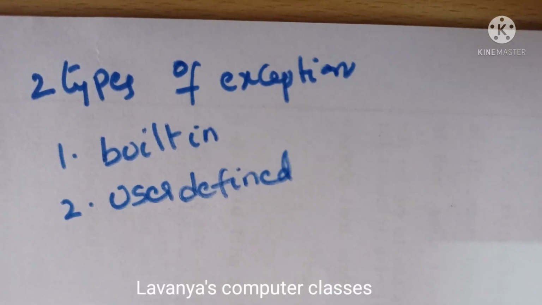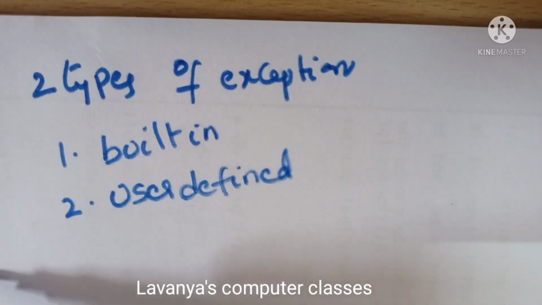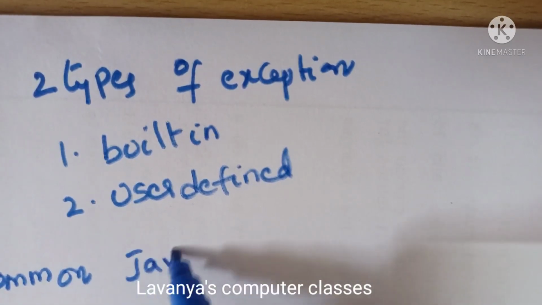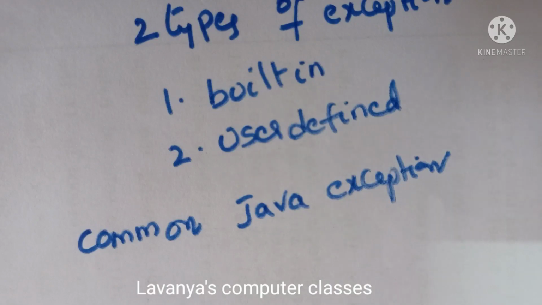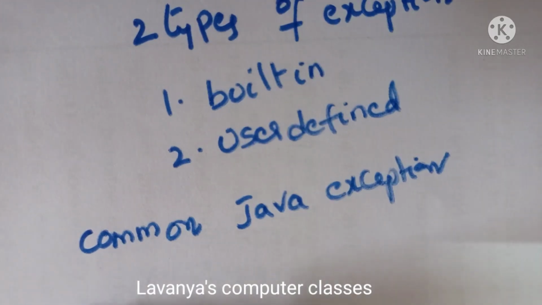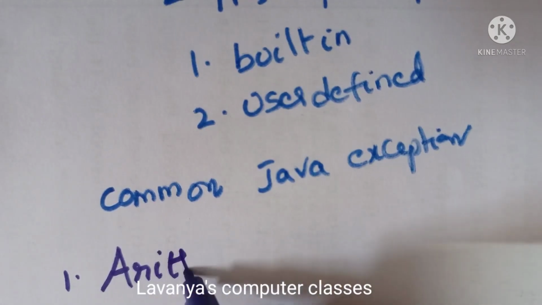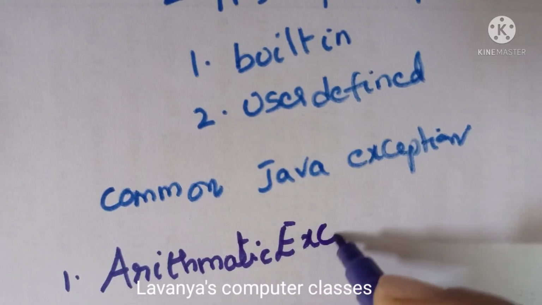For example, what are some built-in exceptions? Now we'll explain the system-defined exceptions, or built-in Java exceptions. Those are called common Java exceptions. When we get these types of errors, common Java exceptions or system-defined exceptions, the first one is arithmetic exception. What does this mean? Arithmetic exception.